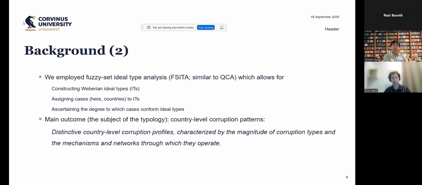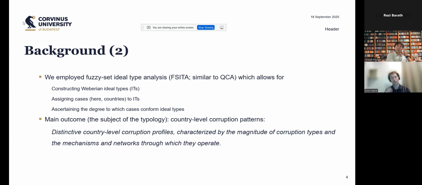Fuzzy set ideal type analysis allows for constructing so-called Weberian ideal types, which are a perfect version of a type, and it may be that we cannot observe this ideal type empirically, but nonetheless, that's the ideal typical case of a certain group. Fuzzy set ideal type analysis also allows for assigning cases, which here are countries, to the ideal types.